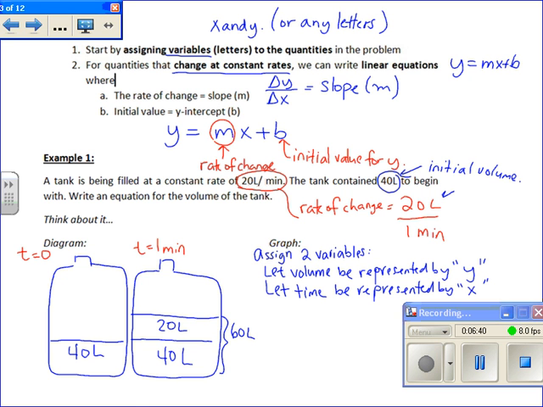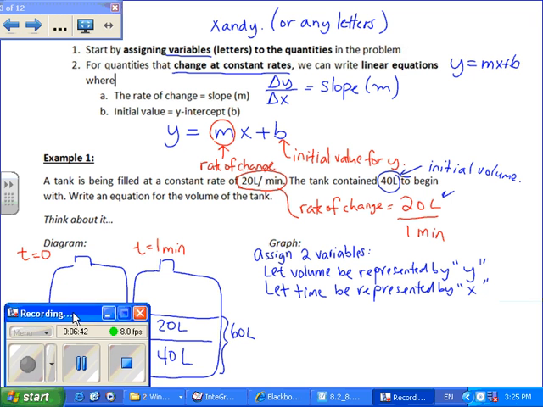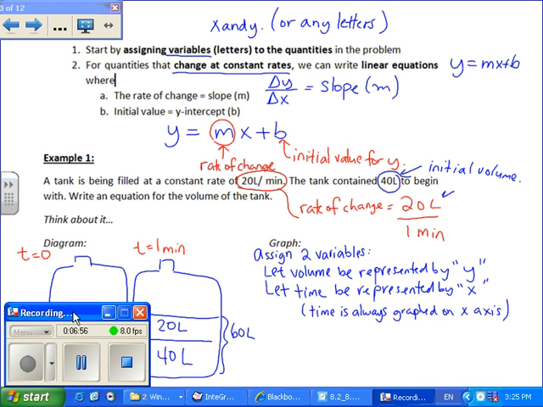We can make a little note here to ourselves if we want to. Time is almost always graphed on the x-axis. So we would always assign a variable of x, if we were choosing x and y, to time, and the other variable would be y.